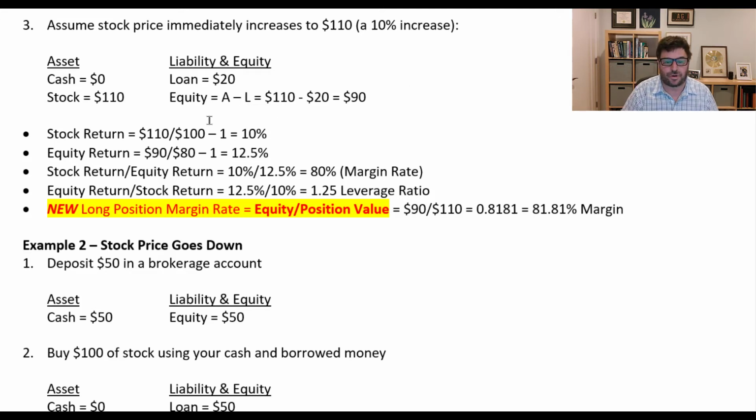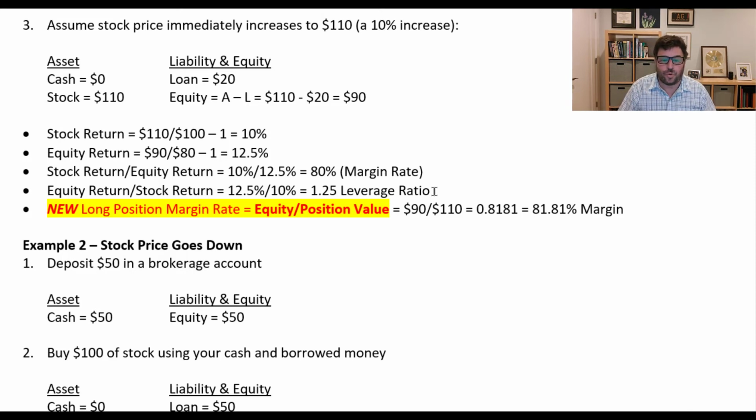Well, let's look at the equity return. Let's look at the stock return first, then the equity return. The stock return is 110 divided by 100, which is 10%. The equity return, well, it's 90 divided by 80, which is 12.5%. And if you notice, the ratio of the stock return 10% to the equity return 12.5% is equal to the margin rate. We can also describe this by looking at the return to the equity divided by the return to the stock, and we would get a 1.25 leverage ratio. So I'm leveraged at 1.25.